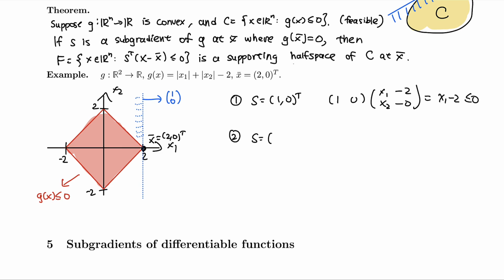And we can do something similar for our second subgradient (1, 1/2). It gives us x1 plus a half x2 minus 2 is at most 0, and it can be drawn like this. And it is indeed a supporting half space.